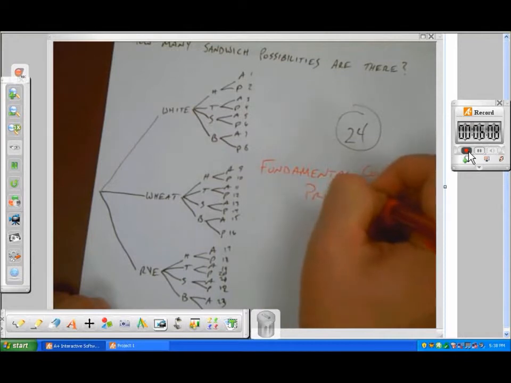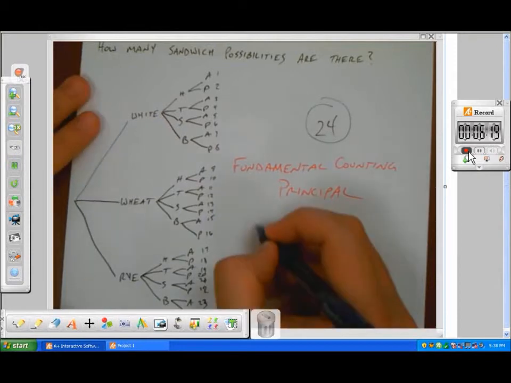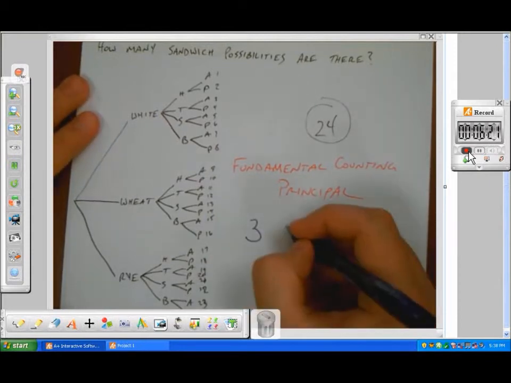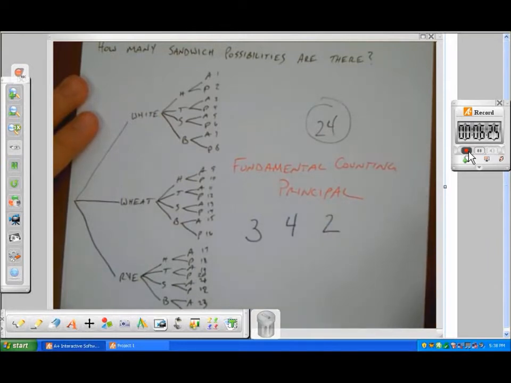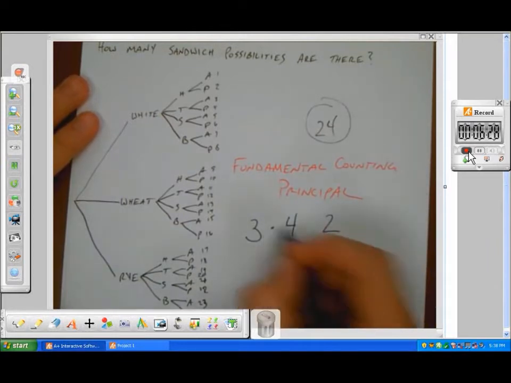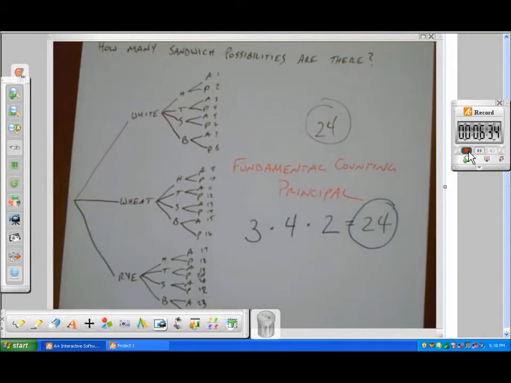And the fundamental counting principle says, as long as you know the number of options available, you can just multiply them out. In this example, we had 3 breads, 4 meats, and 2 cheeses. And the fundamental counting principle says you are allowed to multiply them out. And if you do, you get 24. The same number that we got using the tree diagram.